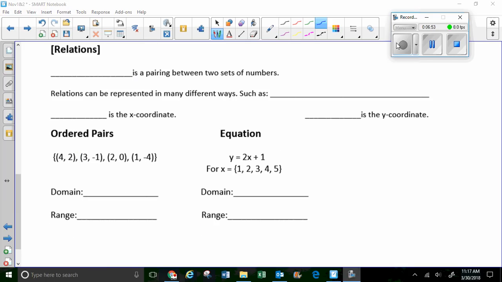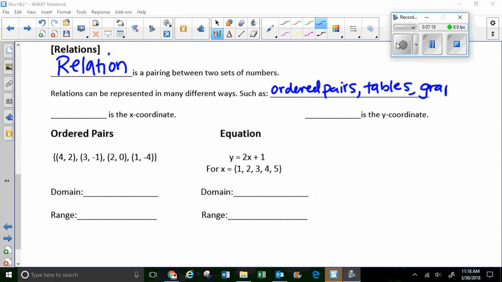Next, we're going to talk about relations. Just like a relationship is a pairing between two people, a relation is a pairing between two sets of numbers. They can be represented in many different ways. We can see them just as ordered pairs. We can see them in tables. We can see them in graphs. We can see them in mappings. And we can see them in equations. And we will see all of those in our notes.